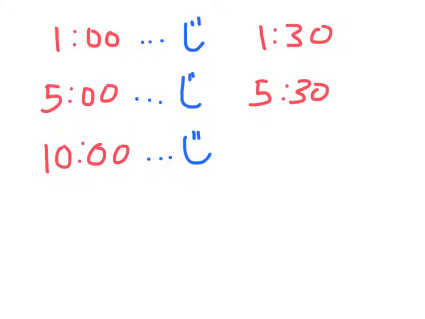Now, how about 1:30, 5:30, and 10:30? Once again, you still have to say it is 1 o'clock, 5 o'clock, or 10 o'clock. But in Japanese, we don't say 1:30 first. We actually say half at the end of the time. So literally, we're saying it is 1 o'clock, half. So 1時 and half is 半. 1時半. 5:30, 5時半. 10:30, 10時半.